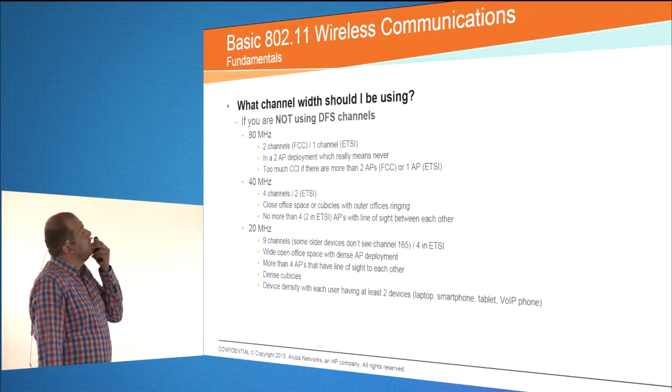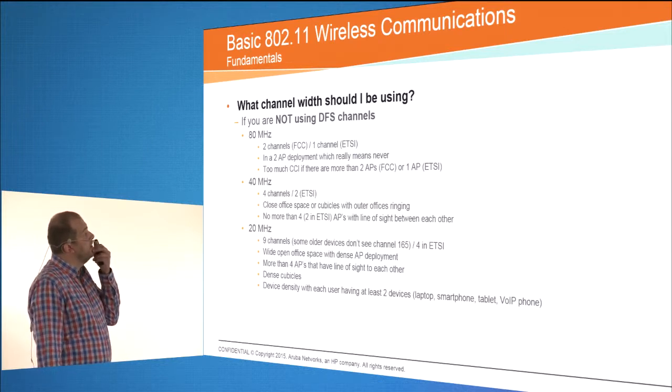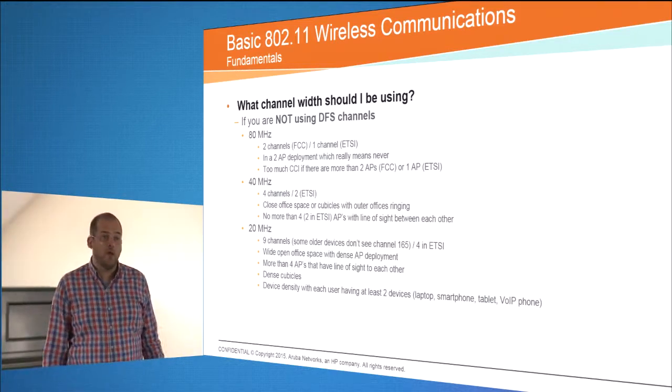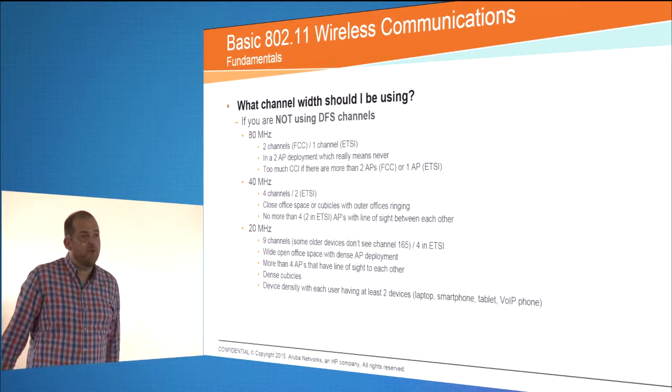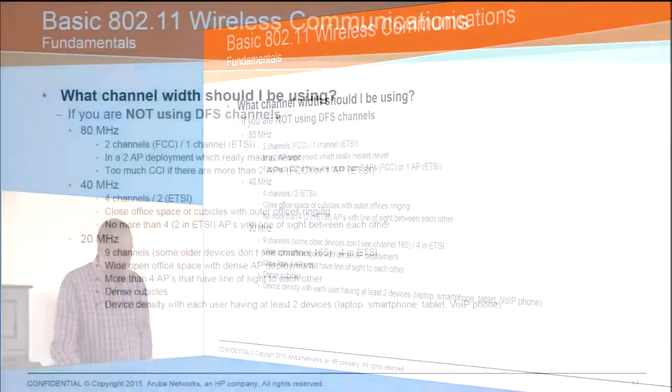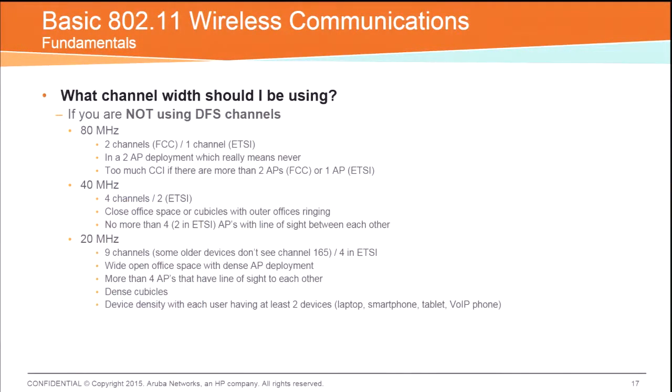So, what channel width should we be using? If we're not using DFS, on 80 megahertz there's just one channel, so not really useful in these environments. Probably in our home environment, if you still have one access point. But probably most of you have multiple access points at home, so probably there it will always be a problem. So 40 megahertz channels are problematic as well, as you have only two channels available with 40 megahertz bandwidth. So you can have only few access points, and with 20 megahertz we also have only 4 channels available, which are non-DFS.